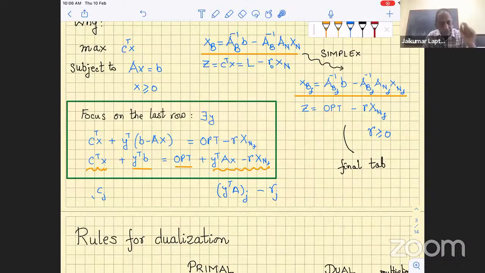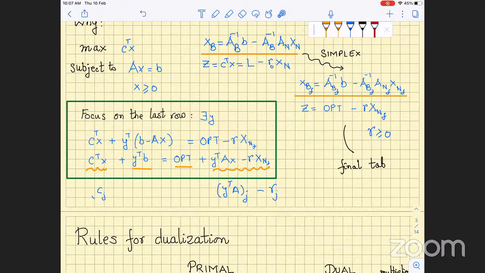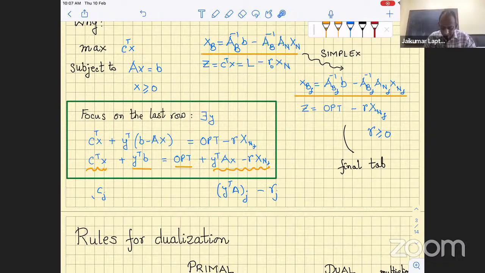At an optimum, some variable is... it has to be that if in the dual some inequality is not tight, then the corresponding variable of the primal must have been 0. Exactly, that was a non-basic variable. It must have been a non-basic variable.